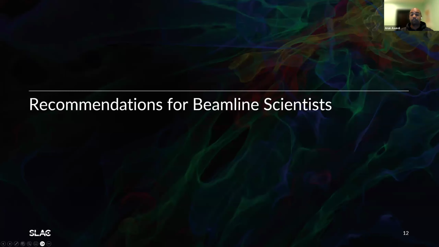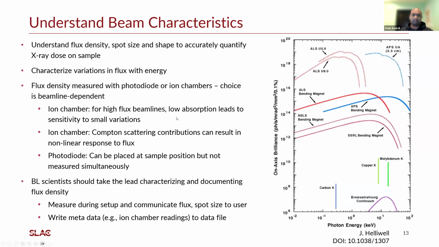All right, so next I'll move on to our recommendations for beamline scientists. Our first recommendation is to understand the beam characteristics. Going back to our definition of beam damage, it all starts with the X-ray dose. So it's important to measure the flux density and characterize the spot size and shape to accurately quantify the X-ray dose on the sample. The variations in flux with energy should also be characterized.